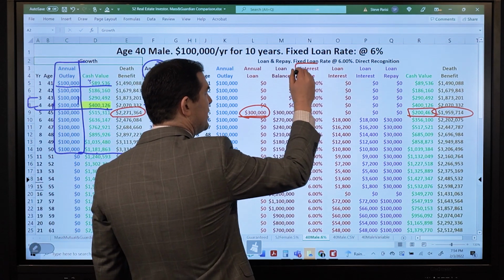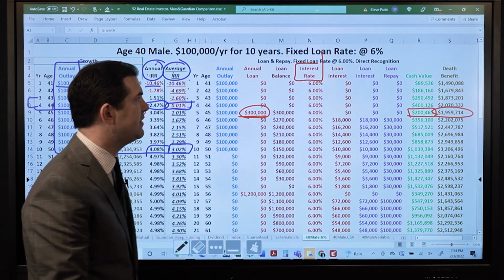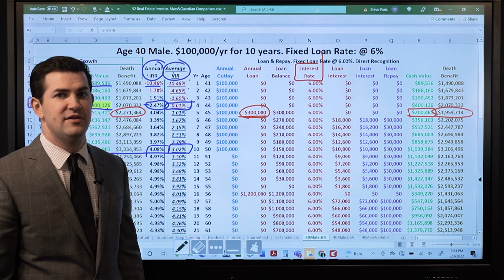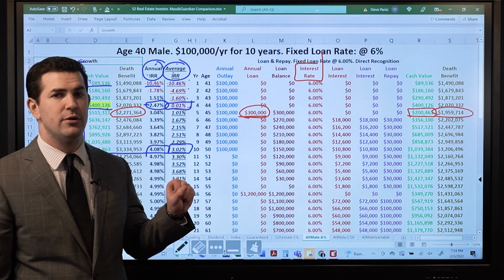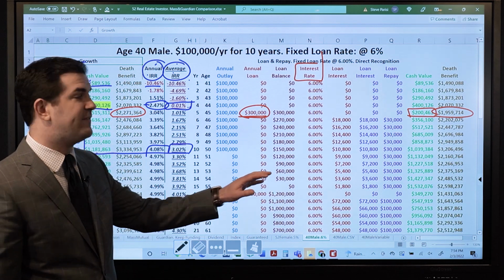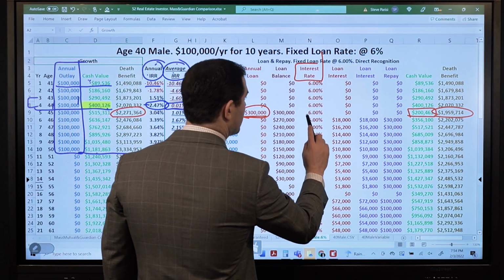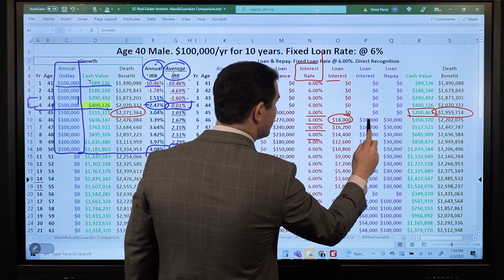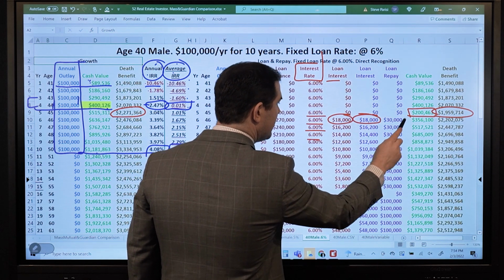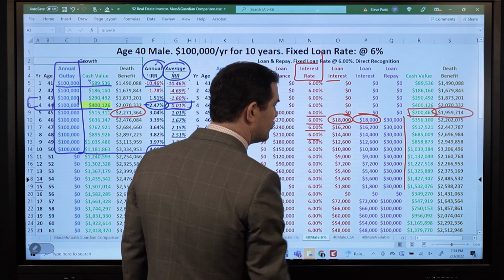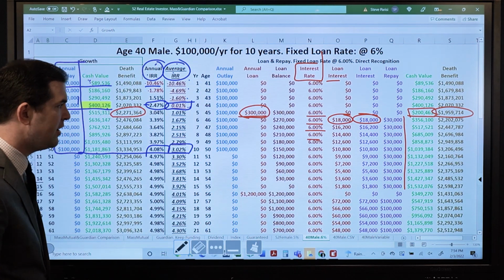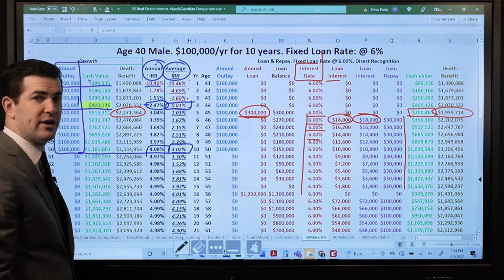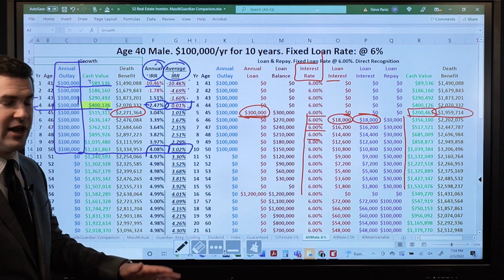Now, here's what I want to touch on. Interest rate in this particular example is 6%. 6% cost to borrow goes where? To the insurance company. This is a fixed loan interest rate. So there's the cost to borrow, 6%. There's the loan interest. There's the interest I'm paying out of pocket. And then we apply $30,000 per year toward the principal balance. But 6% cost to borrow, that's what it is. It's fixed, so it'll never change.